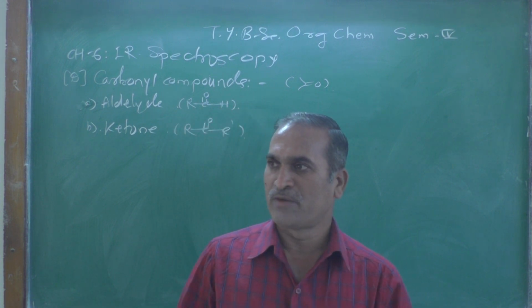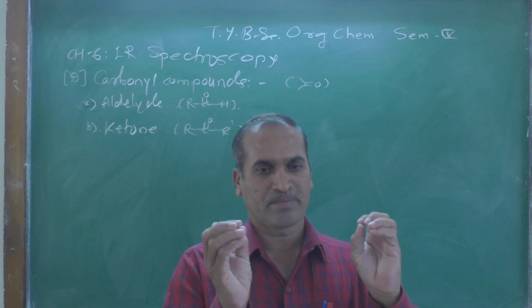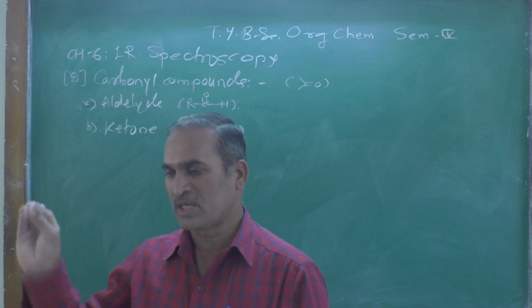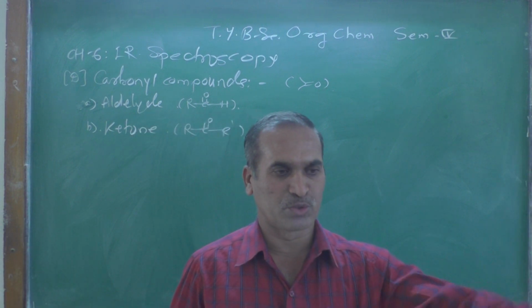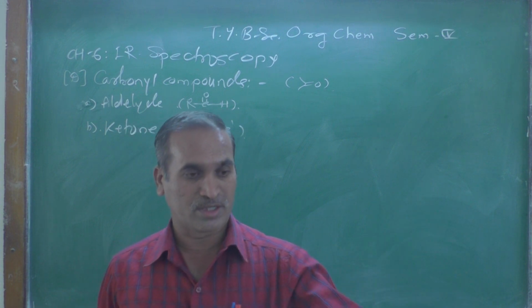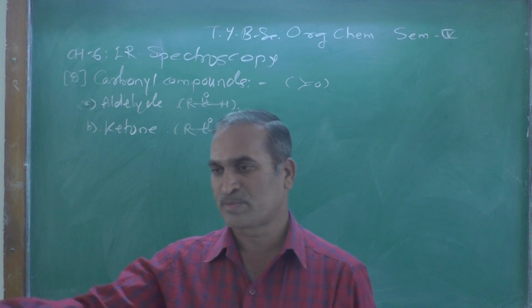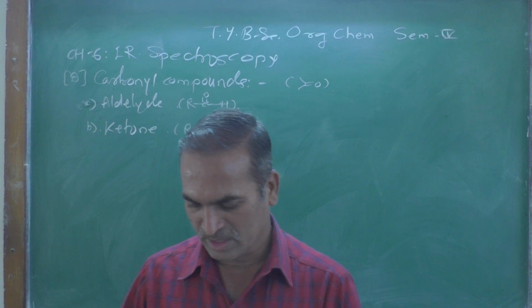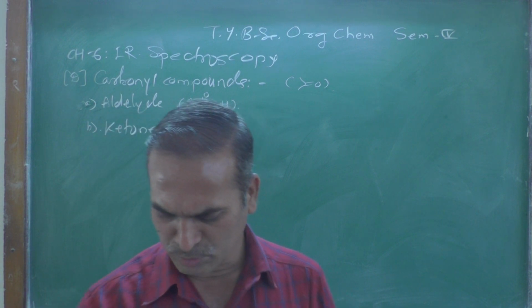ketone, and from this the chemist can clearly say that this spectrum is due to the ketone, and this IR spectrum is due to the aldehyde, and this IR spectrum is due to the ketonic group. By observing the spectrum carefully, they immediately come to know that.